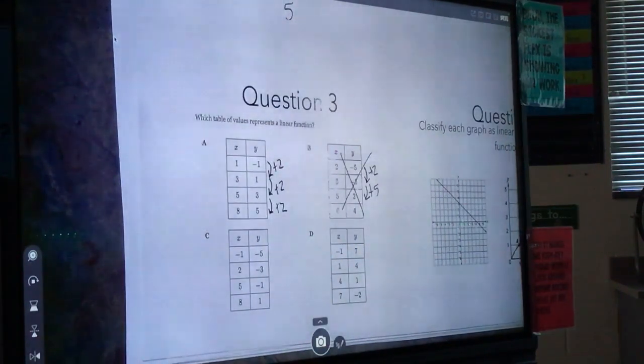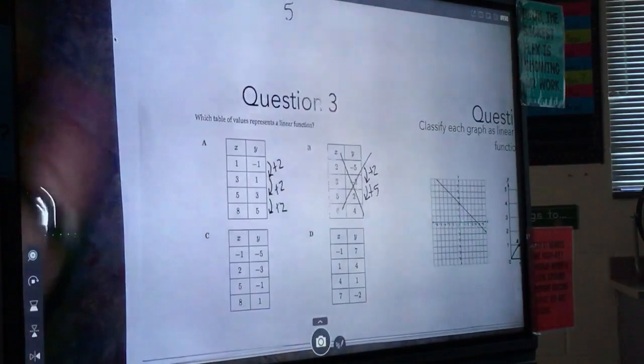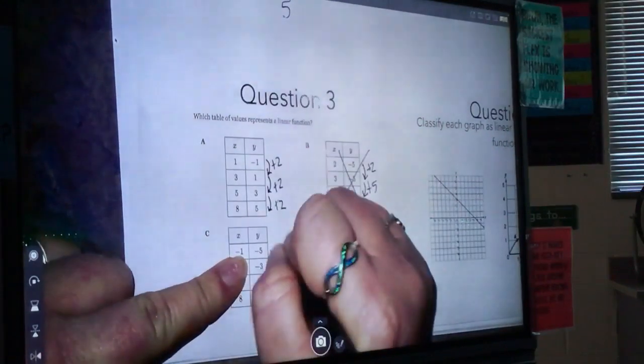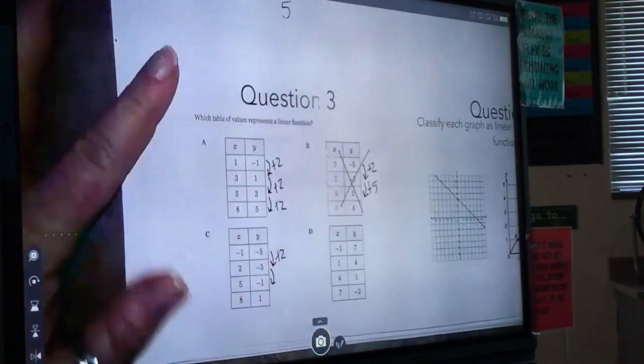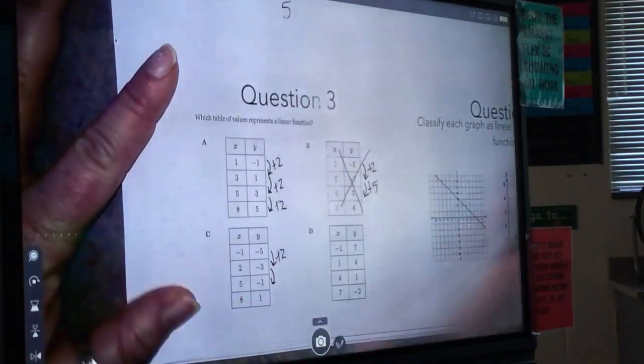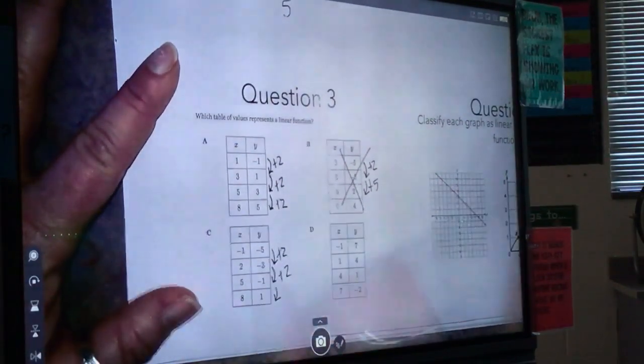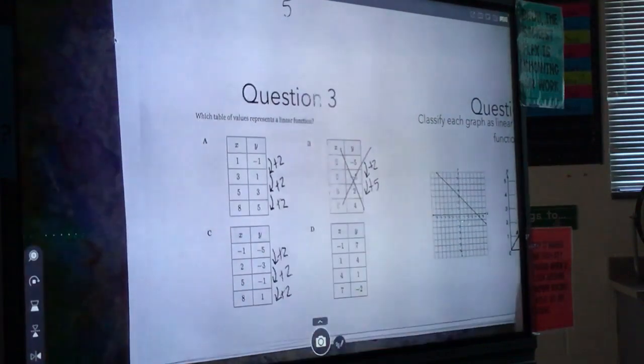So do we understand why that one is gone? Y'all promise? All right, looking at C. How do I go from negative 5 to negative 3? Plus 2. How do I go from negative 3 to negative 1? Plus 2. How do I go from negative 1 to 1? Plus 2. Okay, so this one might work.